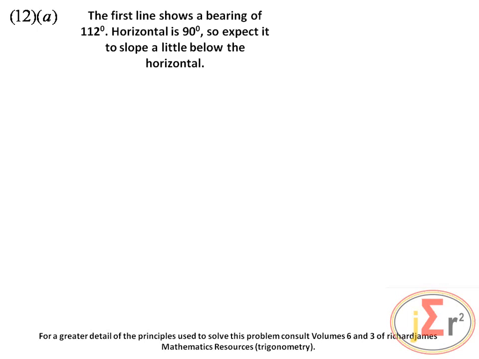The first line shows a bearing of 120 degrees. Horizontal is 90 degrees, so we expect the line to slope a little below the horizontal. Of course, 90 degrees is east, and the east is represented by the direction exactly to our right. We expect the line to go towards the right, but a little below the horizontal. So that is our first line.